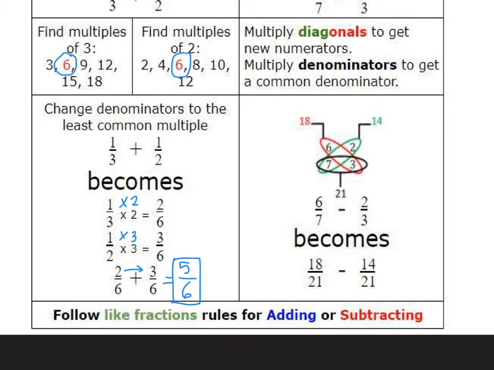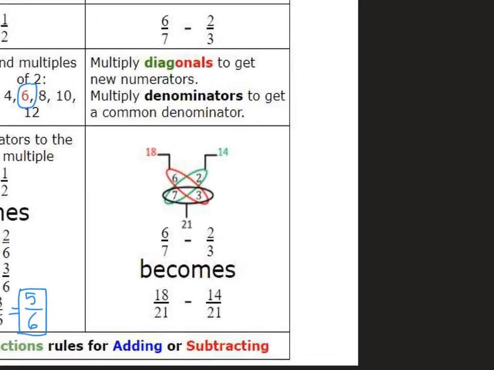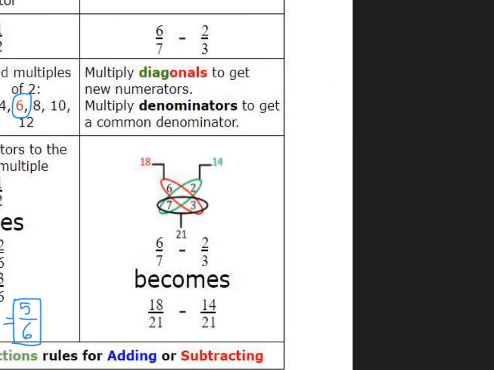Now the next method, which many actually prefer, is the butterfly method. So the butterfly method, let's take a look. We have the fractions 6/7 minus 2/3. They don't have a common denominator. So in this one, it says to multiply the diagonals to get new numerators. You'll multiply denominators to get a common denominator.